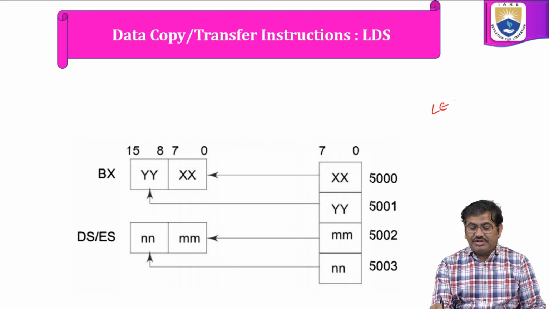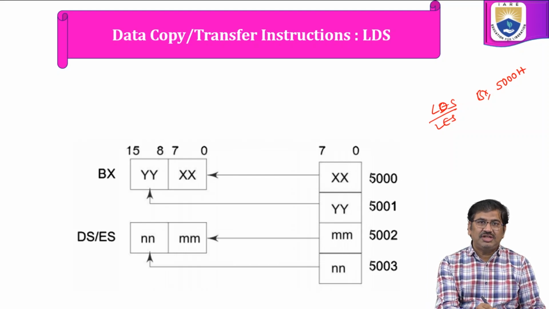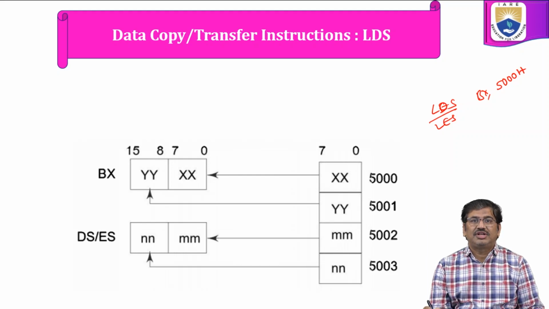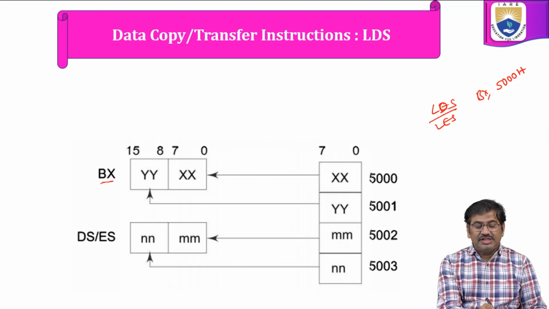Let us consider we have an instruction LDS or LES, anything, BX, 5000. When we have an instruction like LDS or LES with BX, 5000H, from 5000H, 16-bit data will be copied into the BX register. The next 16-bit data will be copied into either DS or ES depending upon the LDS or LES instruction respectively. Why it is taking two memory locations: BX is 16-bit size.